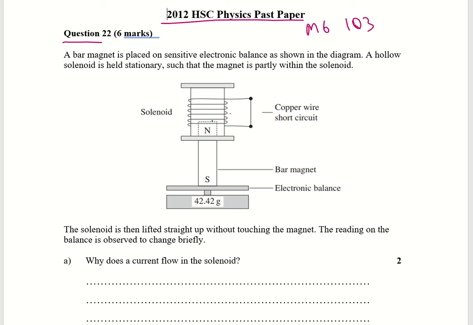You have a magnet that's placed on a sensitive electronic balance as shown in the diagram. A hollow solenoid is held stationary such that the magnet is partly within the solenoid. That's the diagram we have here. The solenoid is then lifted straight up without touching the magnet. The reading of the balance is changed. The very first question is, why does a current flow in the solenoid?